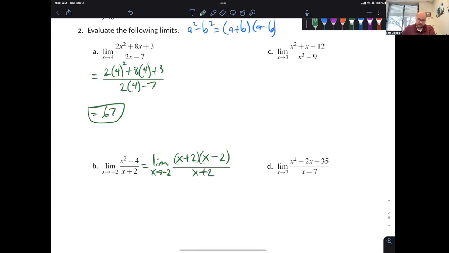But because we've factored the numerator, there's an x plus 2 as a factor there. And this is one big factor in the denominator. And so those two are going to cancel each other.